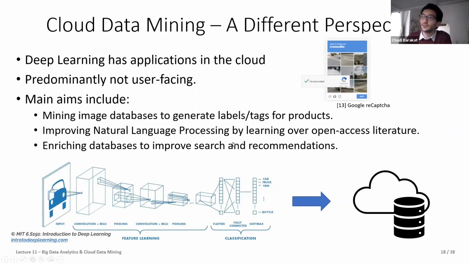Another way is to improve natural language processing by learning over open access literature. In this case, I think, if I remember correctly, there was an NLP, natural language processing algorithm that was trained over Wikipedia. Another one was trained over all of the works of Shakespeare, because the works of Shakespeare are openly available to everyone. There's also enriching databases to improve search and recommendations, and doing that is mostly by association rules, as we saw before, but also there are applications of collaborative filtering.